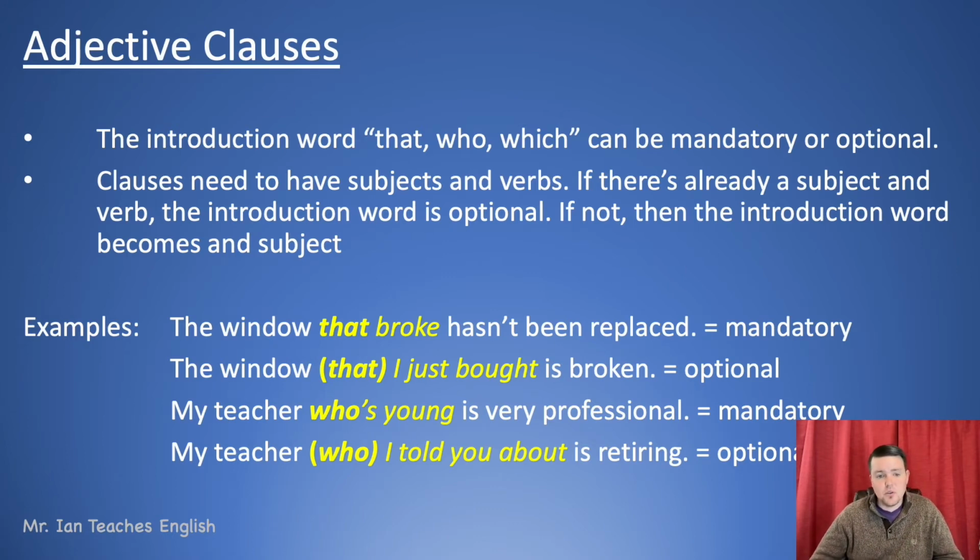This one is mandatory because your verb is and you don't have another subject already. Clauses must have subjects and verbs, so the word who is used as the subject. But the second one, my teacher, who I told you about, is retiring. Here we already have a subject and verb, I told, so the word who is optional. You can take it away, and many times people do.